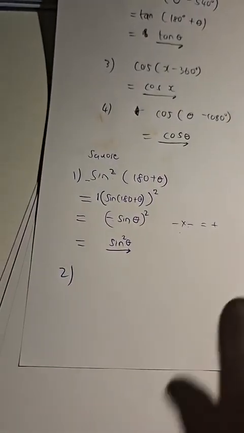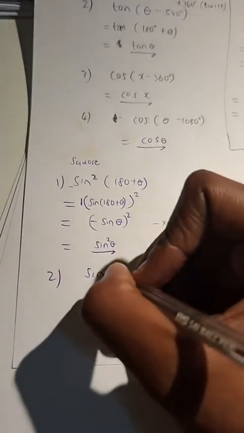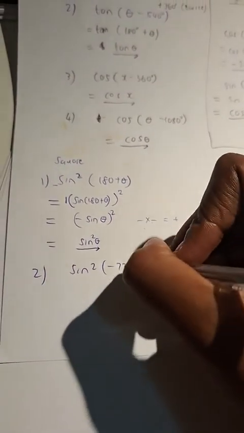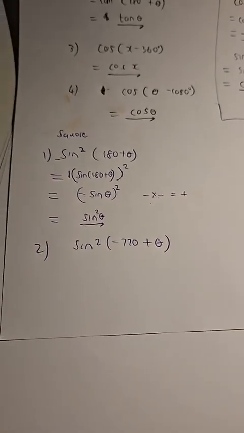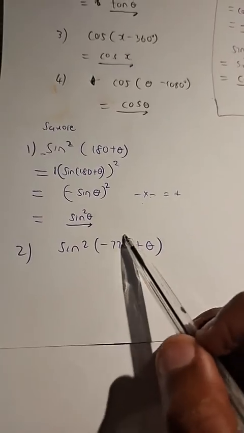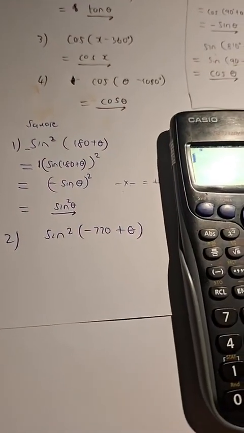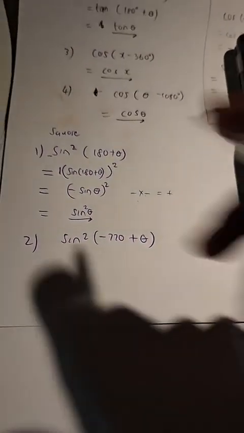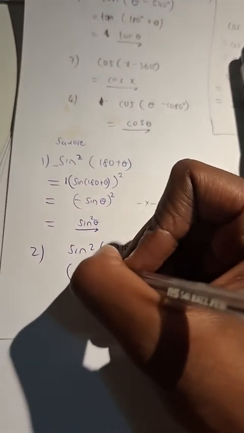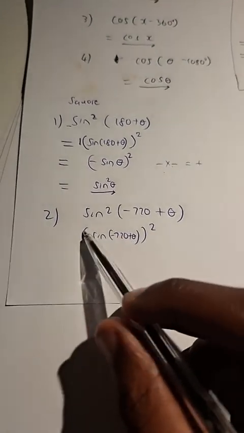Let's look at this one. Number 2, sine squared of negative 720 plus theta. Obviously here you can see this is a negative angle. So before we do anything, what we can do is take out the square and write the sine of negative 720 plus theta, because we know that everything will be squared.